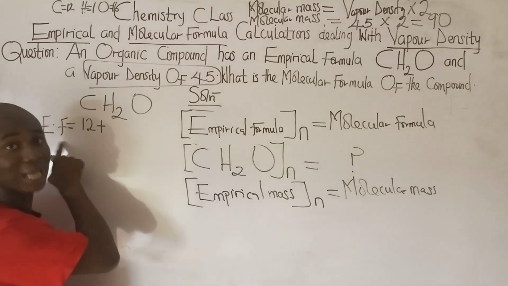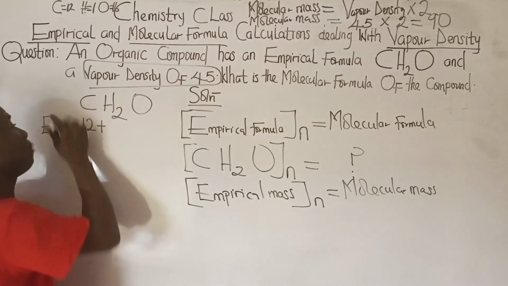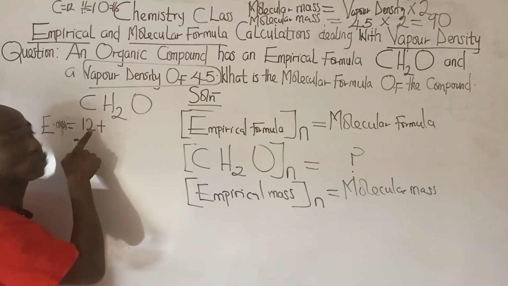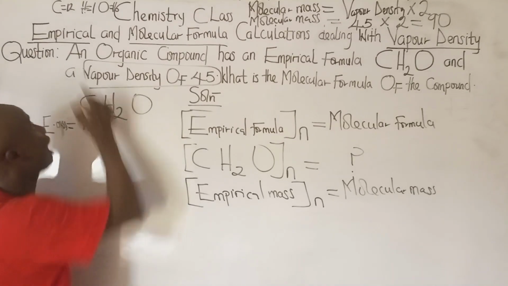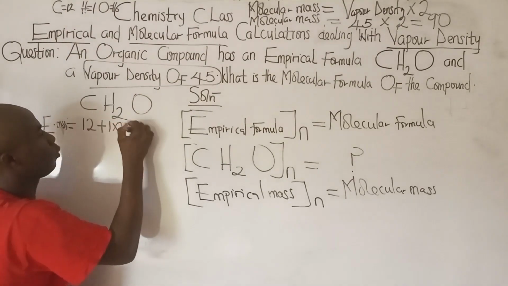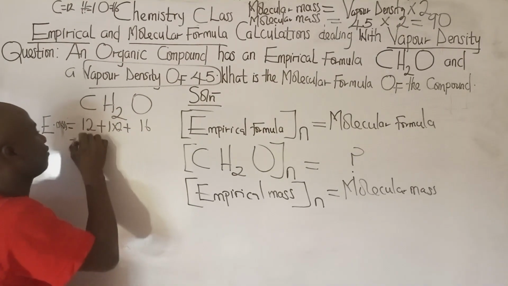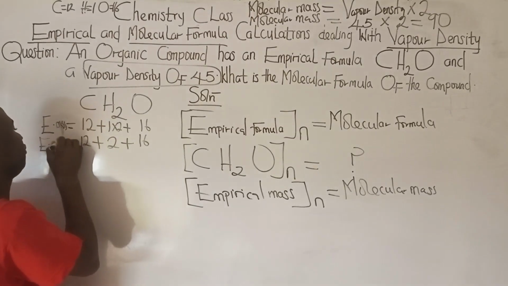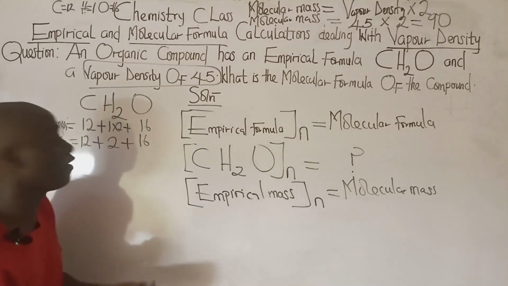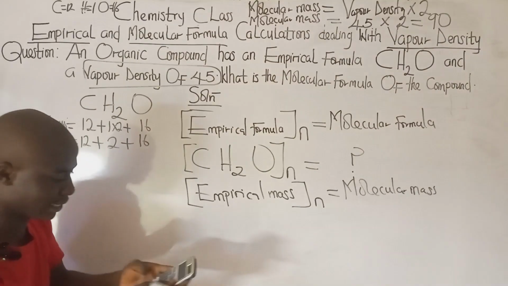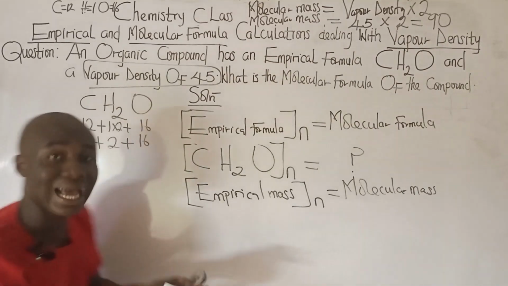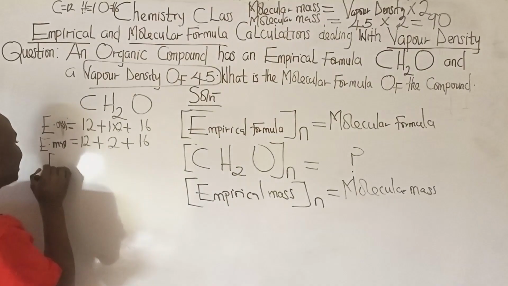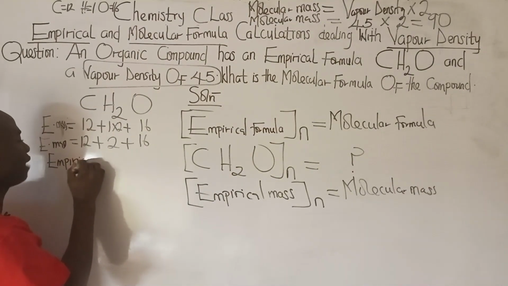I've shortened the word empirical mass. Okay, so with this, 12 plus 1, which is our molar mass, times 2 plus what? 16. So what are we having? 12 plus 2 plus 16. Okay, empirical mass. So 12 plus 2 plus 16, that's 30. Okay, 30 grams per mole. So you have to take note of that.